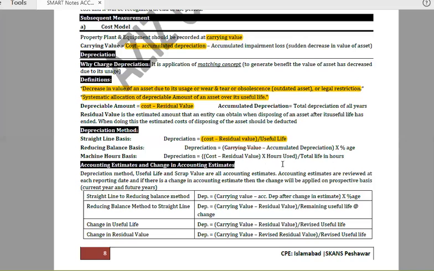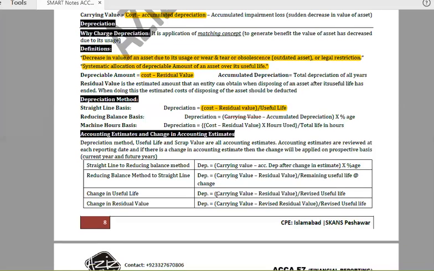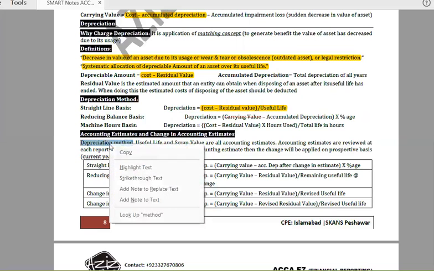Okay, so now the next point is accounting estimates and change in accounting estimates. There are few estimates which we are using whenever we are valuing different assets. For example, first of all, depreciation method. So depreciation method is just an estimate.